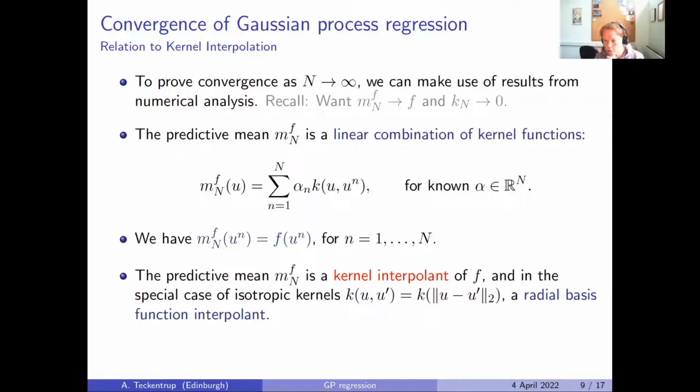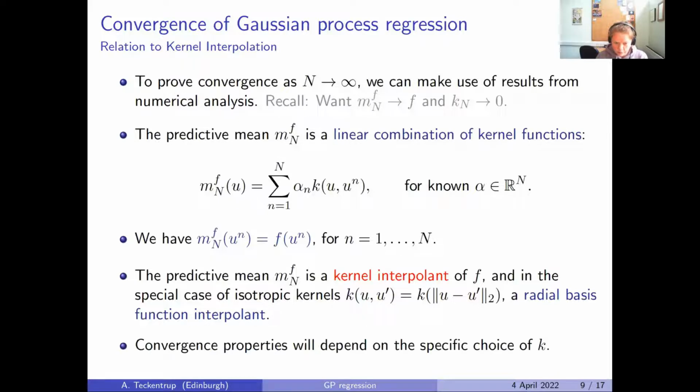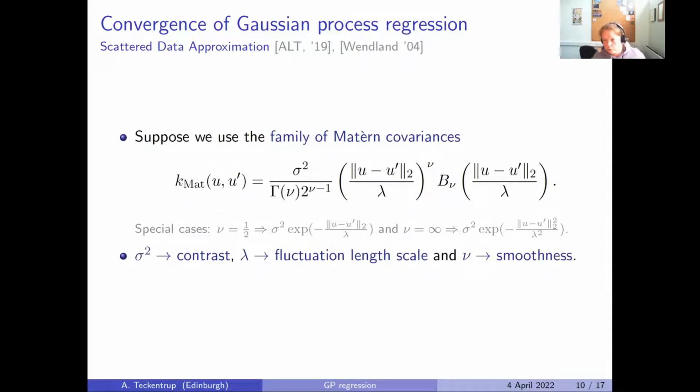In particular, if you have isotropic kernels, you get something that's very closely related to radial basis function interpolation, which is very well known in numerical analysis. Because the prior covariance kernel k takes the role of the basis functions, what kind of convergence rates you get in n, and what kind of assumptions you need on your function f for this to converge, will depend on the specific choice of k. There's a really wide variety of results out there, so I just wanted to show you one or two particular ones now.